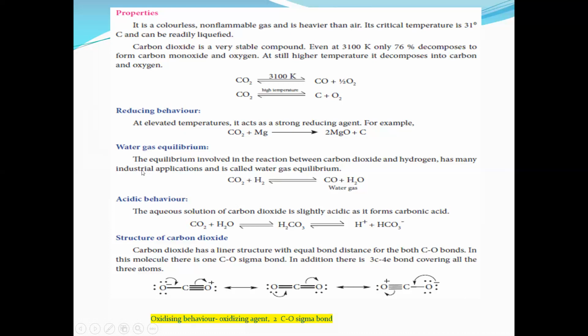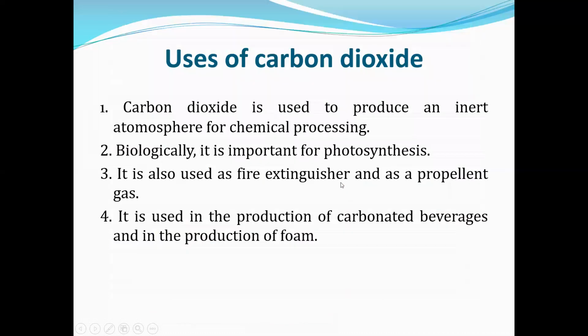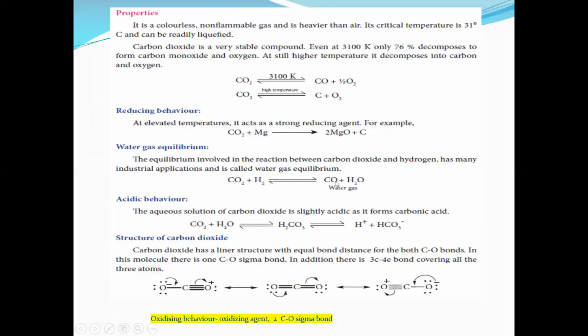So next one is the water gas equilibrium. The equilibrium involved in the reaction between carbon dioxide and hydrogen has many industrial applications and is called the water gas equilibrium. Here carbon dioxide is changed into carbon monoxide, and again the carbon monoxide is changed into carbon dioxide. The reaction is going on like that, so we call it the water gas equilibrium.